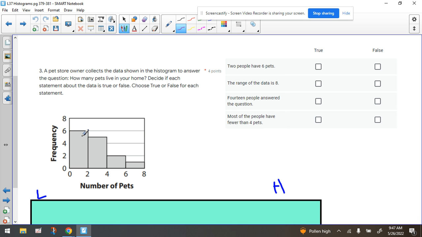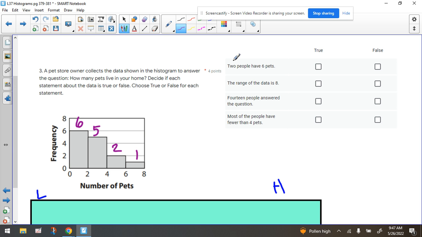All right, so the first thing that's probably a good idea to do is to figure out how many data points were collected in this little survey. So we have a frequency of 6 on this bar. We have a frequency of 5 on that bar. We have a frequency of 2, and then this one is a frequency of 1. And we should add all this up together. All right, but let's look and see what they want.